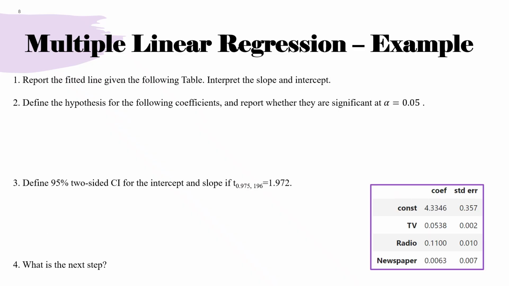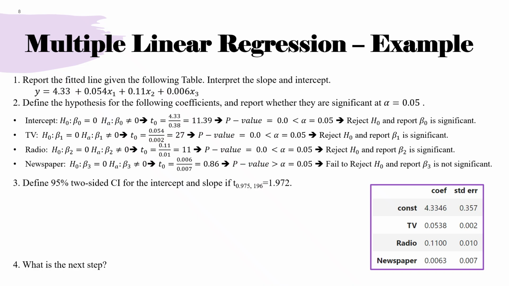For question 1, we use the reported coefficient column to write the fitted multiple linear regression model. Denoting TV by x1, radio by x2, newspaper by x3, and sales by y, the fitted model is y equals 4.3346 plus 0.0538 times x1 plus 0.1100 times x2 plus 0.0063 times x3.